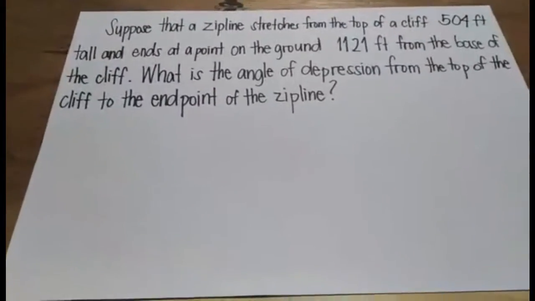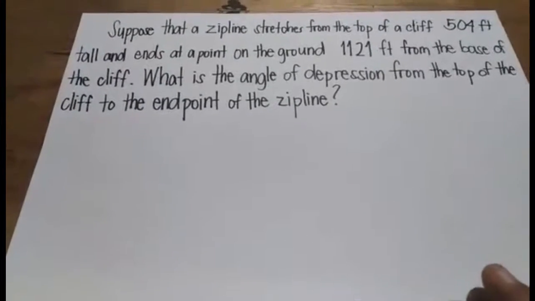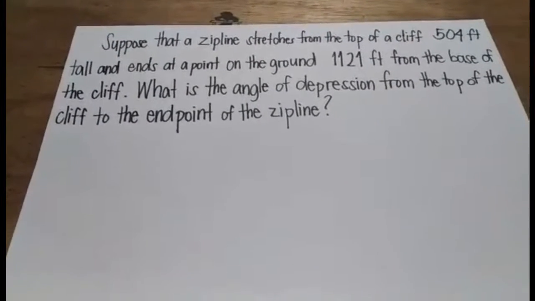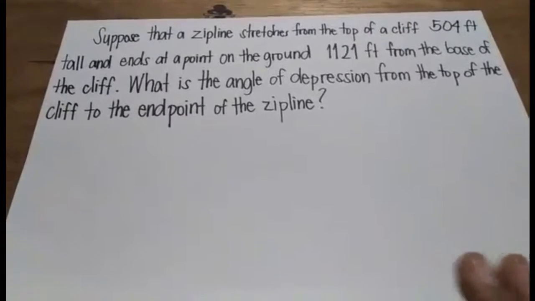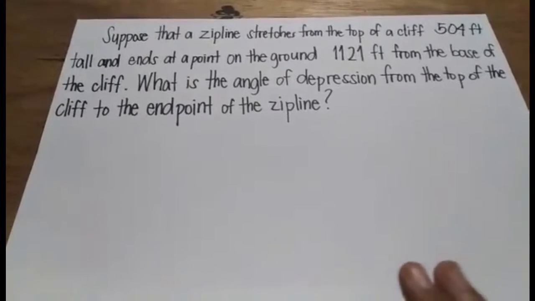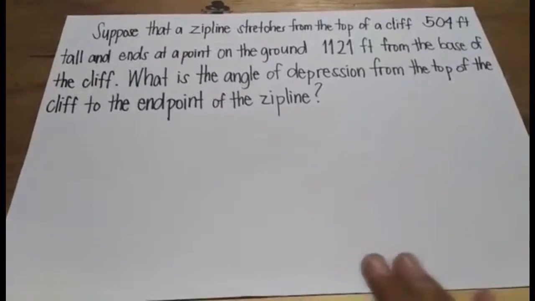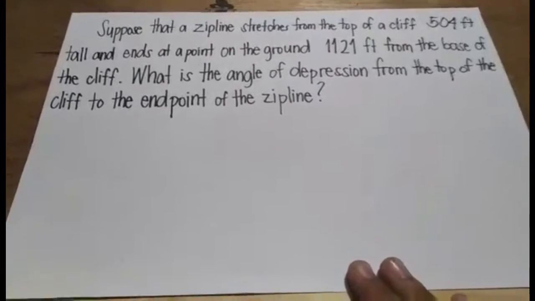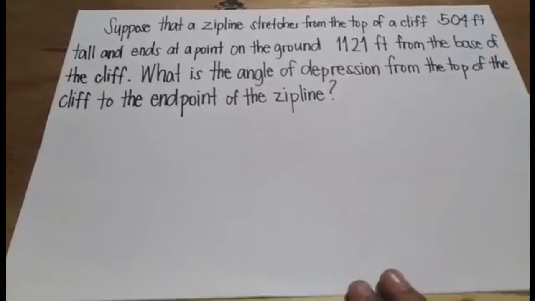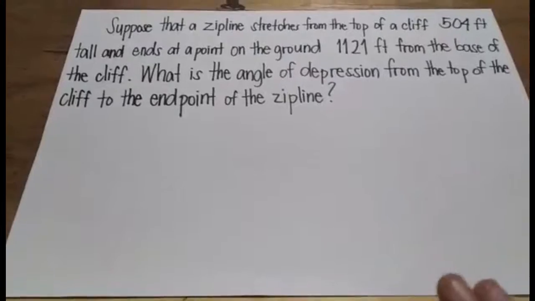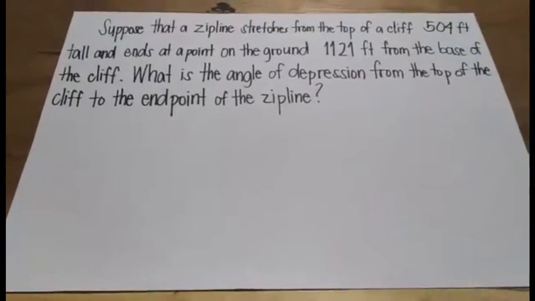So now we have a problem regarding angle of depression. Suppose that a zip line stretches from the top of a cliff 504 feet tall and ends at a point on the ground 1121 feet from the base of the cliff. What is the angle of depression from the top of the cliff to the end point of the zip line? So first we need to illustrate the given.